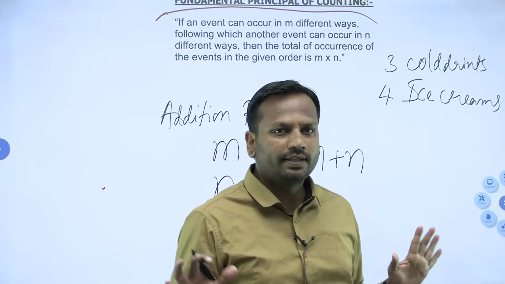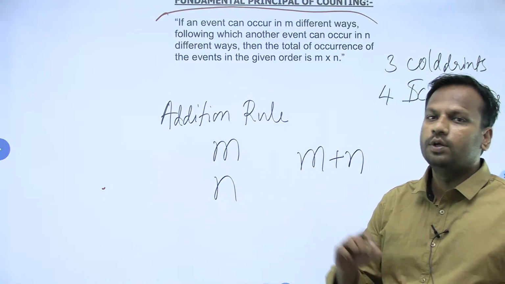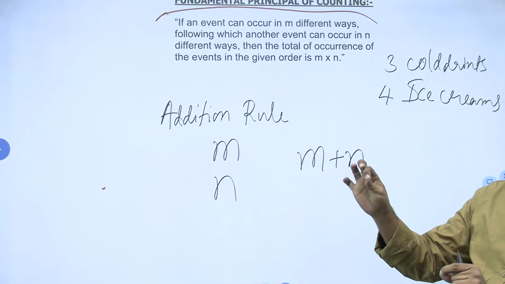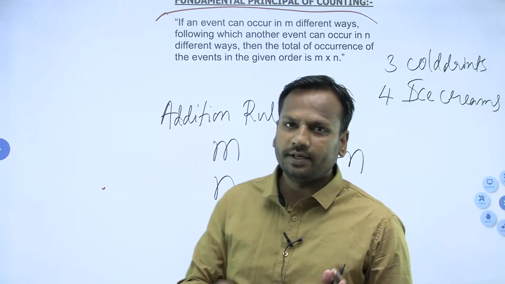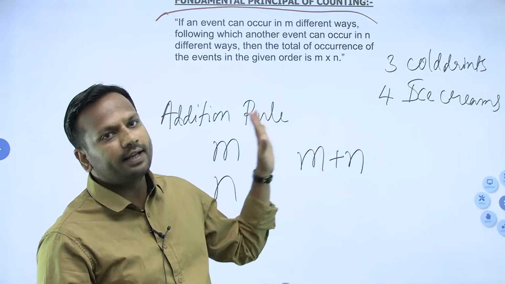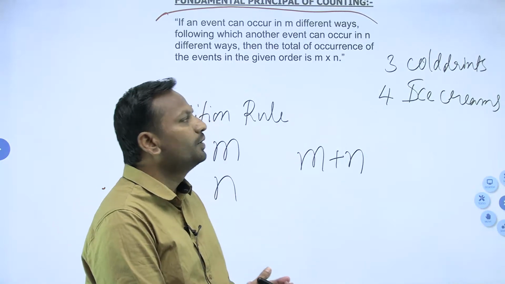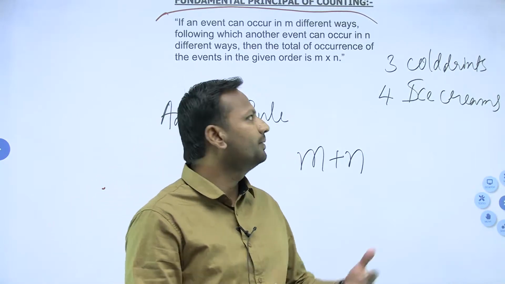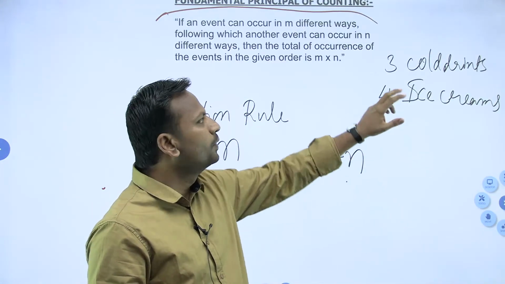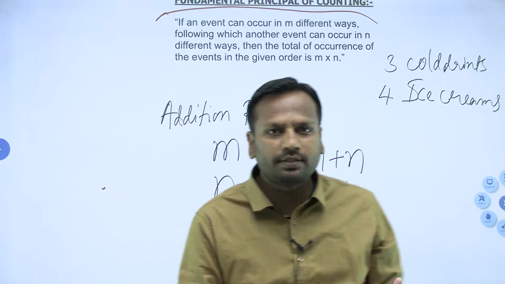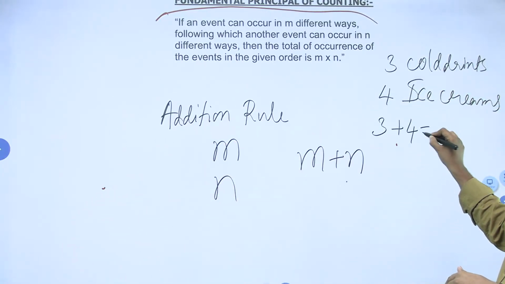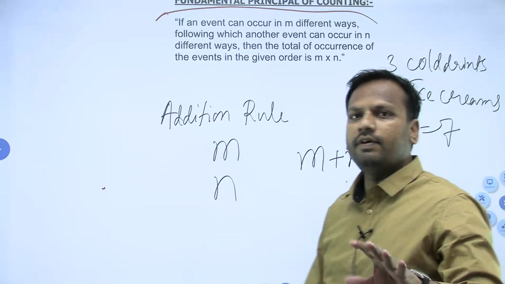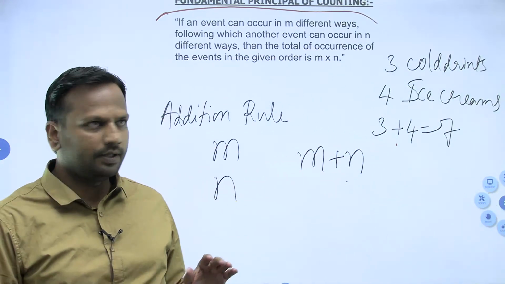It's one of the cases here. This is the situation. You have to take either a cold drink or an ice cream. You can't take both things at a time. Either you can take cold drinks or you can take ice creams. So in how many ways can you take, students? That is 3 plus 4, in 7 ways.